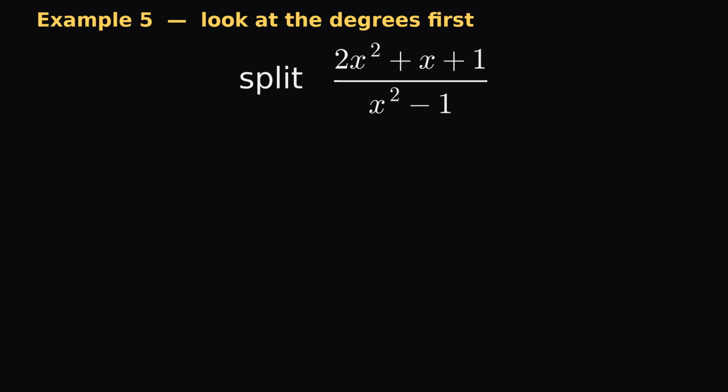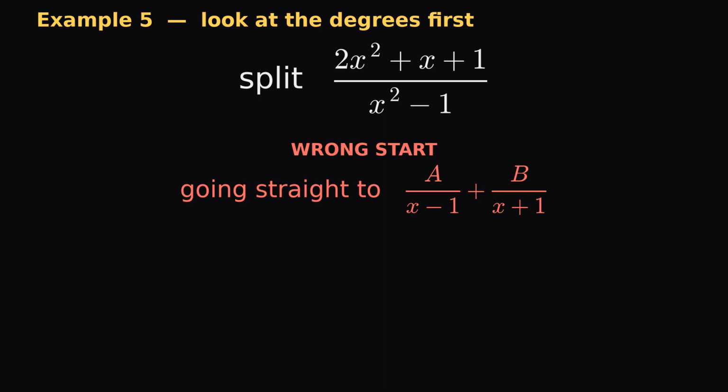Example 5. And it is a trap that sits before any of the work. Split 2x squared plus x plus 1 over x squared minus 1. Here's the wrong start. Going straight to a over x minus 1 plus b over x plus 1. It cannot work, and here's the reason rather than just the rule.